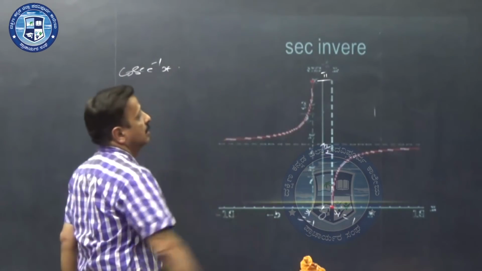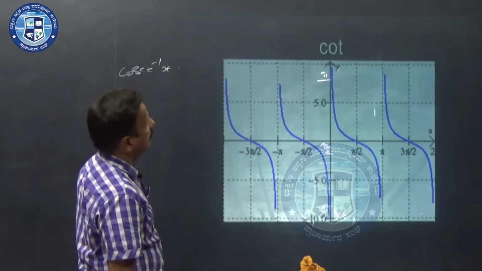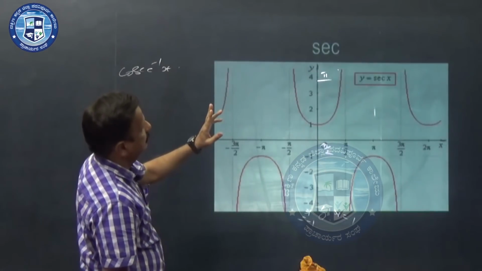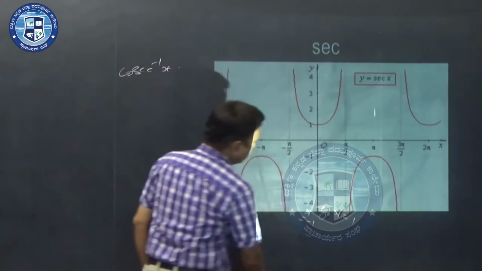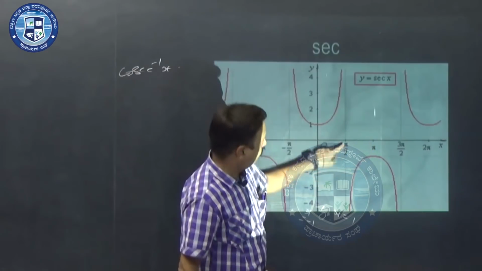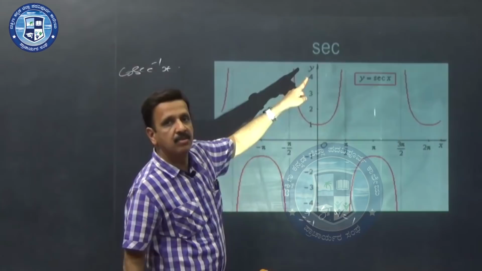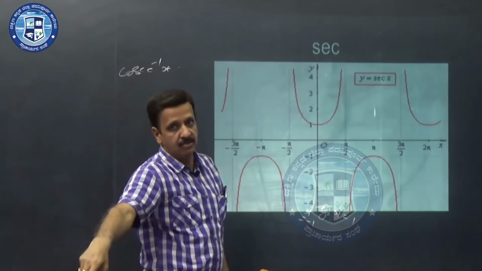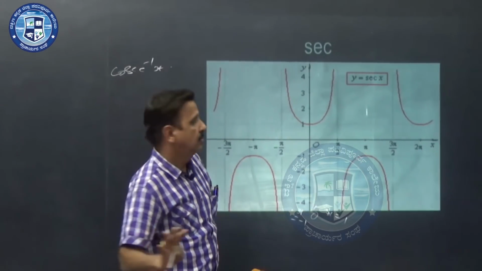Go back. Yeah, secant. Okay. That is what I said. When you consider between 0 to pi, then you find that pi by 2 is not a point on this particular secant curve. That is why in secant inverse, pi by 2 cannot be a range value, even though it is between 0 to pi, except pi by 2.